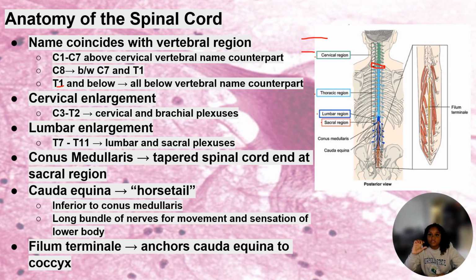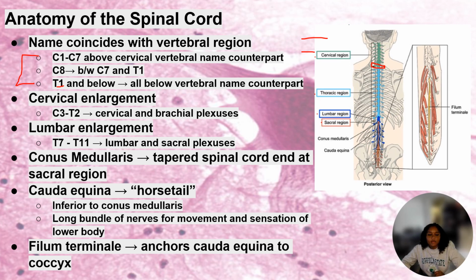So what I mean by that is C8 is between C7 and T1, and then T1 is below T1, and then T2 is below T2, and then T3. That's how you can remember it, so you know the location. From C1 to C7, it's above its vertebrae, and then C8 makes that change, and then you've got T1, which is below T1, all the way down, okay? So that's a big trick I learned when I was taking A&P.